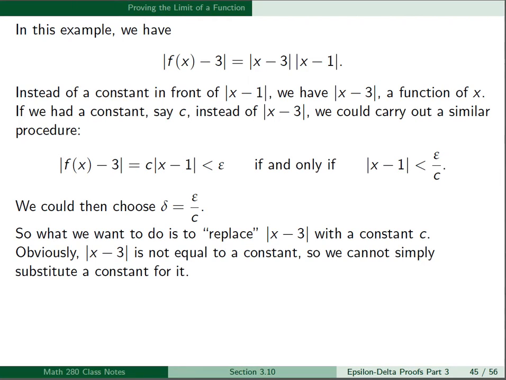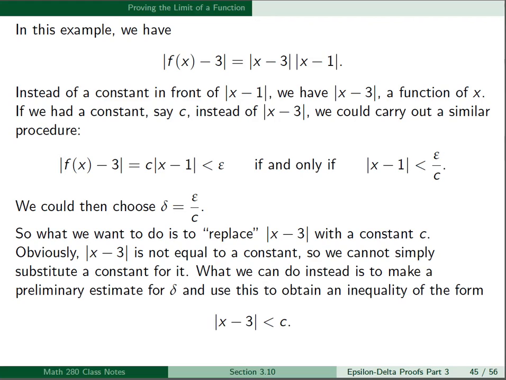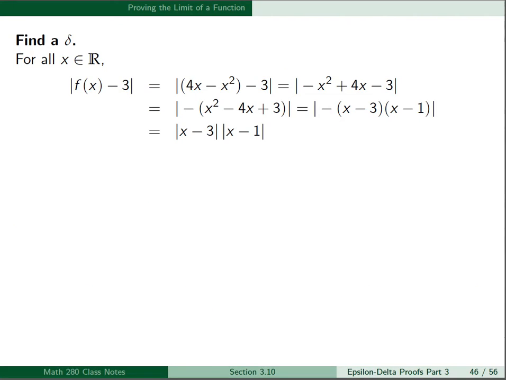Now obviously, the absolute value of x minus 3 is not equal to a constant, so we cannot simply substitute a constant for it. What we can do instead is to make a preliminary estimate for delta and use this to obtain an inequality of the form absolute value of x minus 3 less than c. So now we'll return to the proof to show how this is done. So we're back to finding our delta, and we have the absolute value of f of x minus 3 equal to the absolute value of x minus 3 times the absolute value of x minus 1.